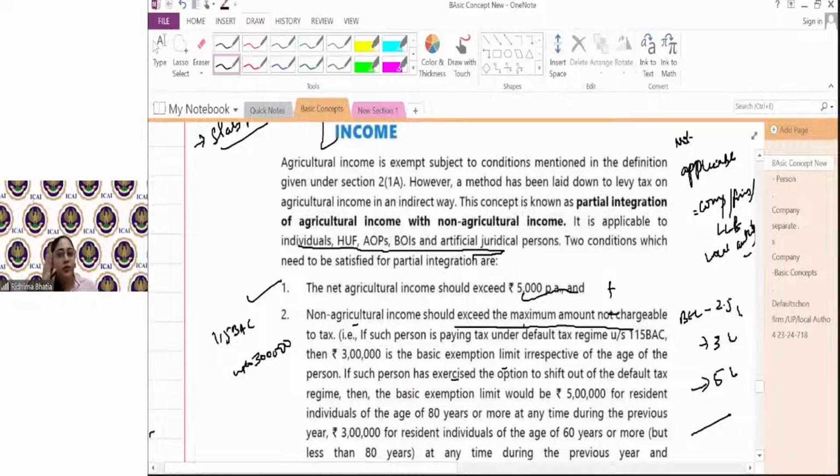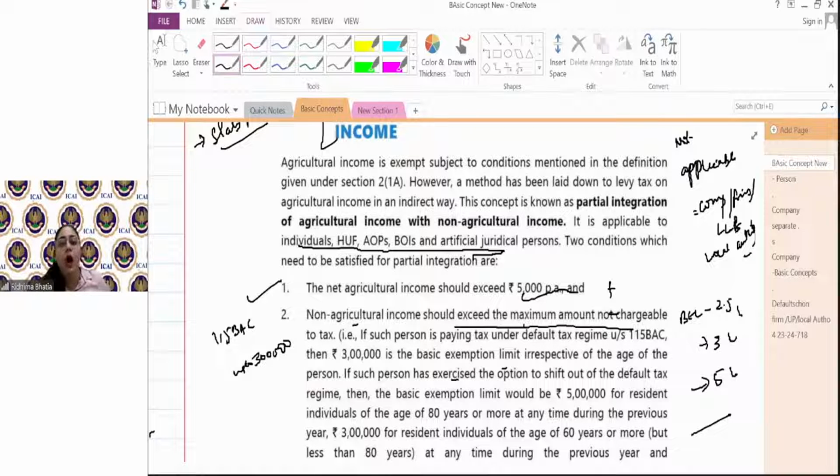So first, only for slab rate persons. Second, the agricultural income should be more than 5,000. And third, the non-agricultural income should be more than the basic exemption limit. Then only this theory of partial integration would apply. If my agricultural income is less than 5,000, this concept does not stay. If my non-agricultural income is 10,000 or 15,000, again, this concept does not stay. First of all, understand why, then understand what.